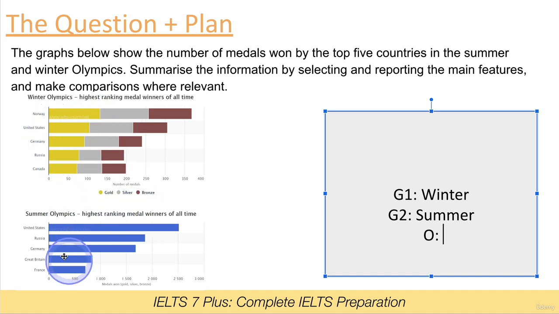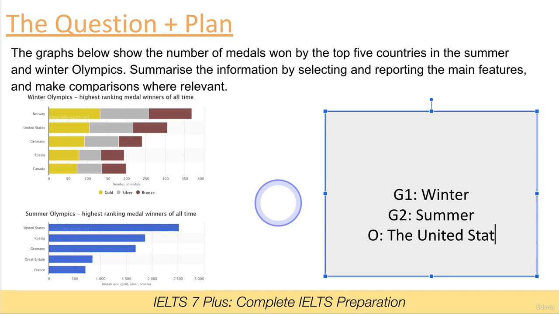graphs? Well, the United States has the most medals, we're not sure about the year actually, of all time actually. So they have the most of all time for the Summer Olympics and the second most for the Winter Olympics. So maybe that could be our overview.